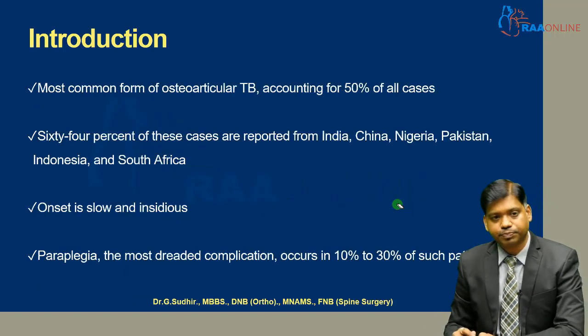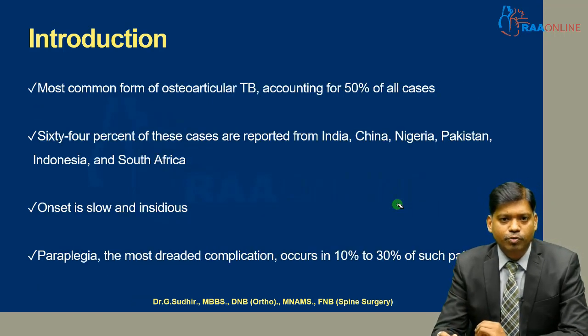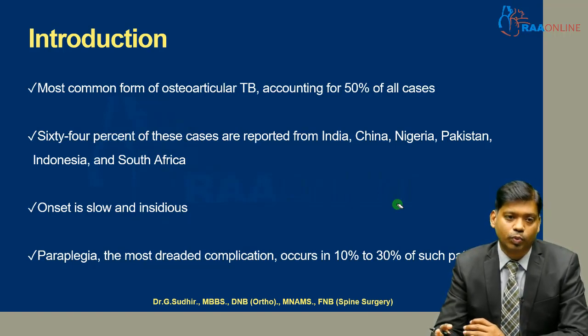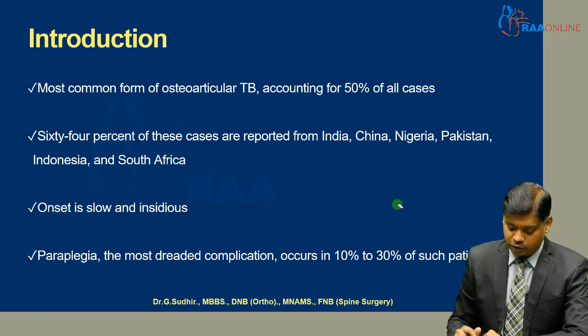The most common form of osteoarticular tuberculosis is spinal tuberculosis, and it accounts for about 50% of all osteoarticular tuberculosis. 64% of these cases are reported from developing countries like India, China, Nigeria, Pakistan, Indonesia and South Africa, as per reports from 2020. The onset, however, is very slow and the progress is insidious. Paraplegia is one of the most dreaded complications, and it occurs in about 10% to 30% of such patients affected by the tuberculosis bacilli.